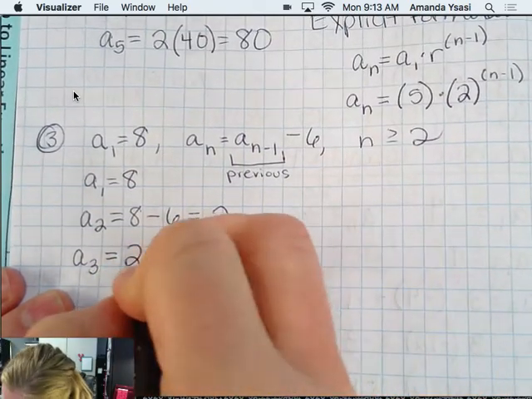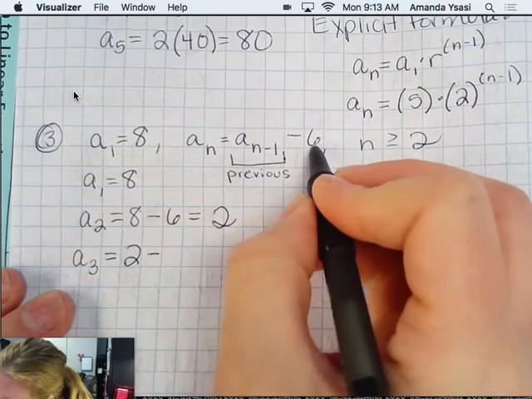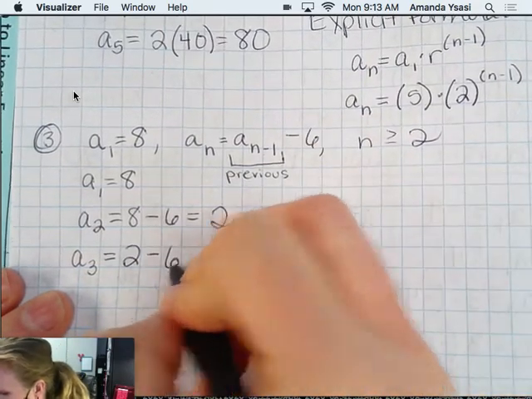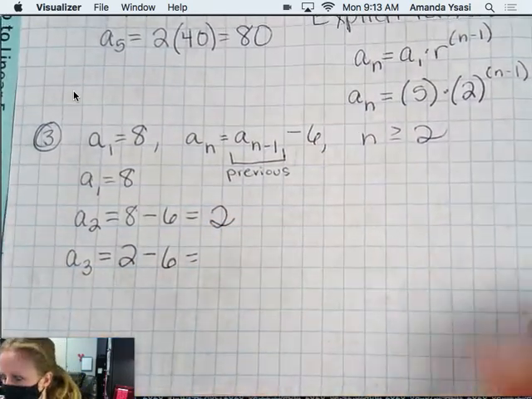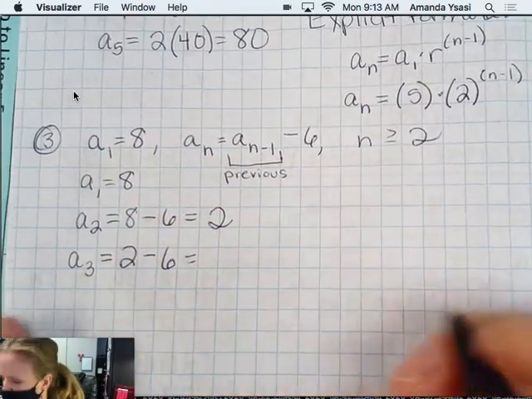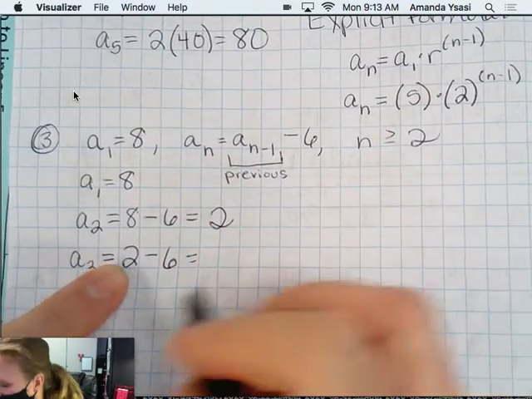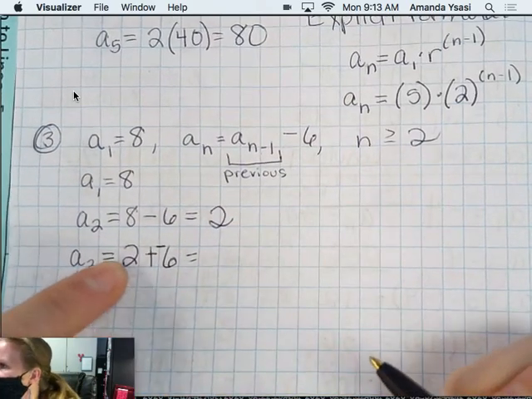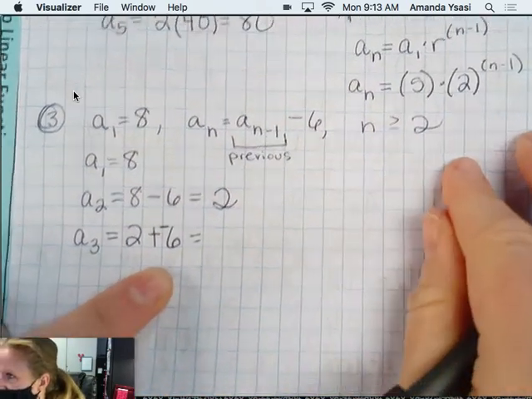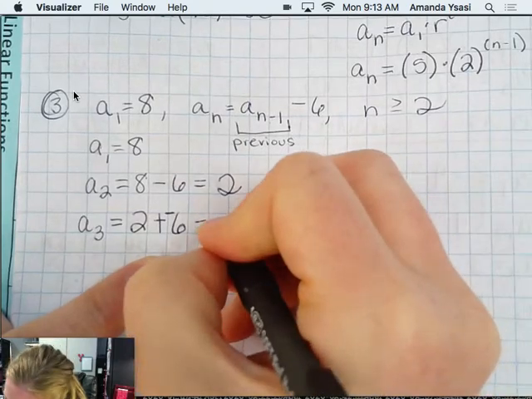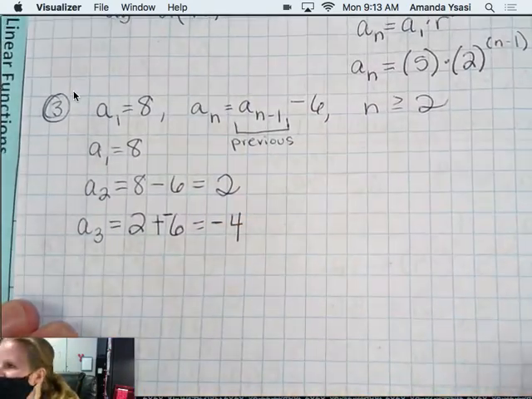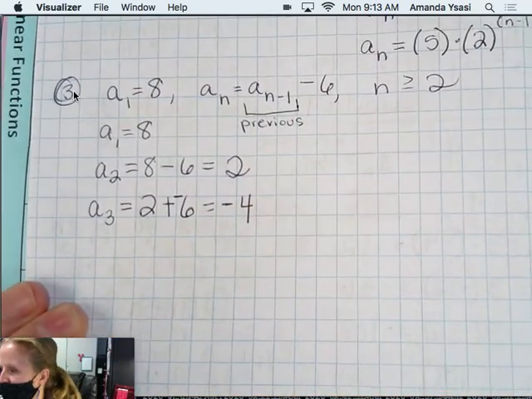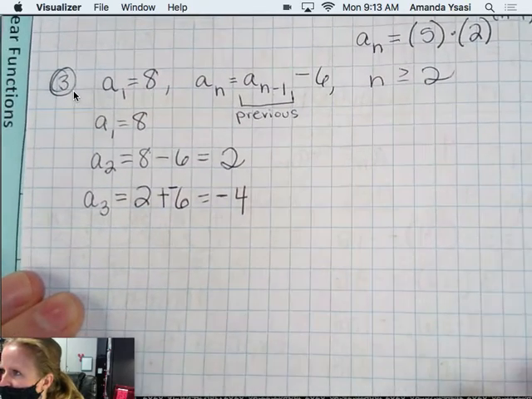2 minus 6. So minus 6 is going to be part of the equation each time because that's part of our formula. 2 minus 6, you can change it. Keep, change if you want. And it's 2 plus a negative 6. Negative 4. Use your calculator if you need to. I know negatives can kind of get confusing.